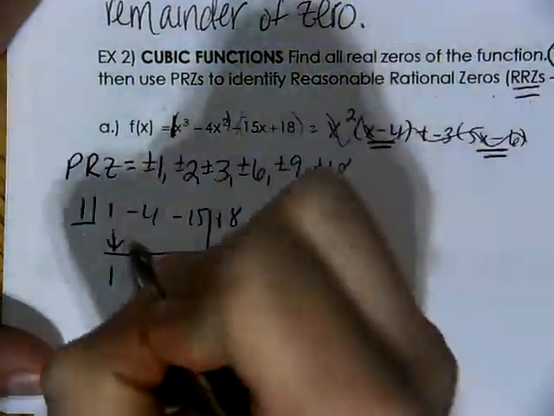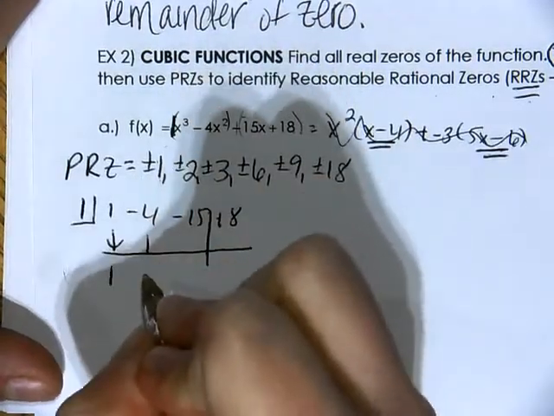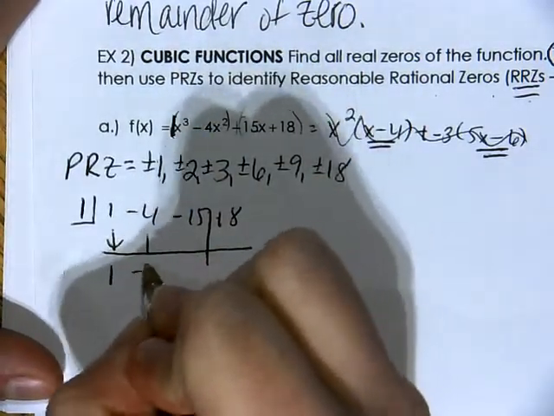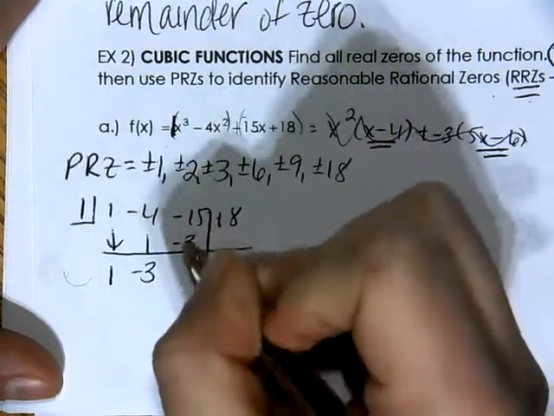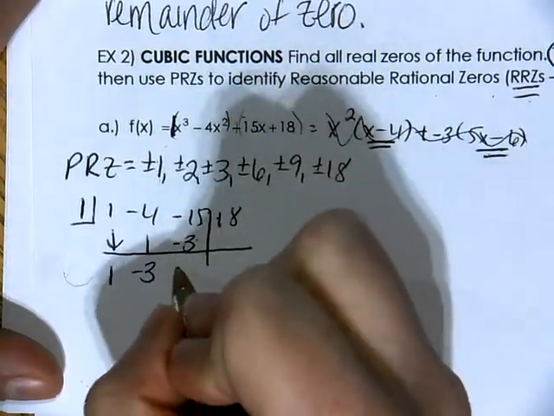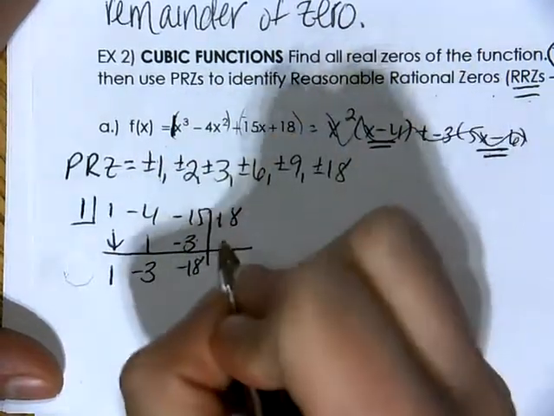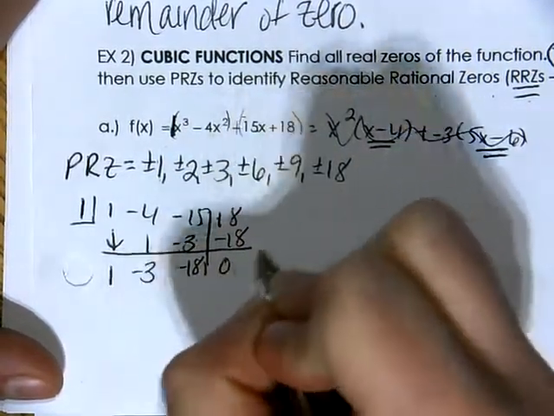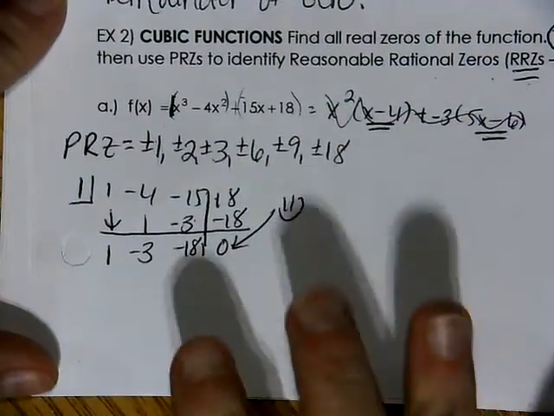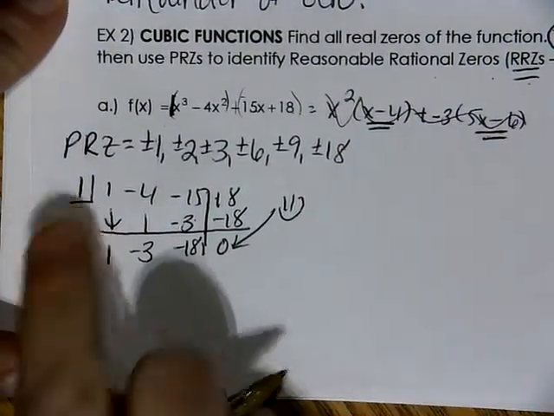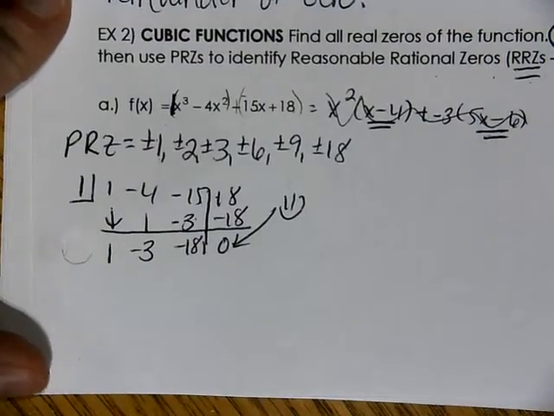Bringing down the 1, 1 times 1 is 1. Negative 4 plus 1 is negative 3. 1 times negative 3 is negative 3. Negative 15 plus negative 3 is negative 18. 1 times negative 18 is negative 18. And we end up with the remainder of 0. We were very, very lucky for this problem. The very first number that we tried worked.